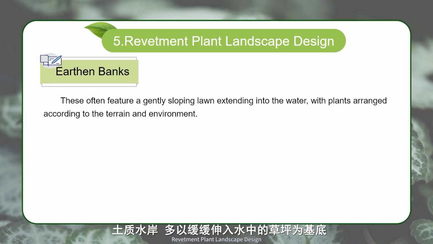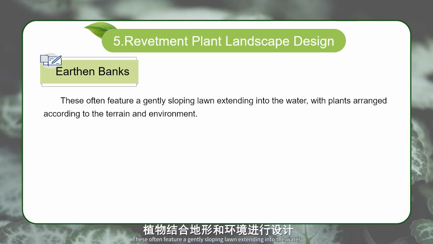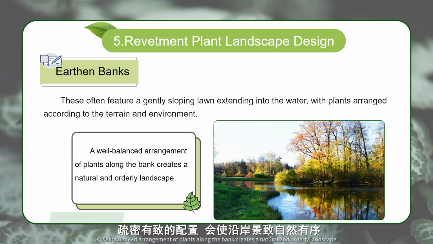Revetment plant landscape design. Earthen banks. These often feature a gently sloping lawn extending into the water, with plants arranged according to the terrain and environment. A well-balanced arrangement of plants along the bank creates a natural and orderly landscape.